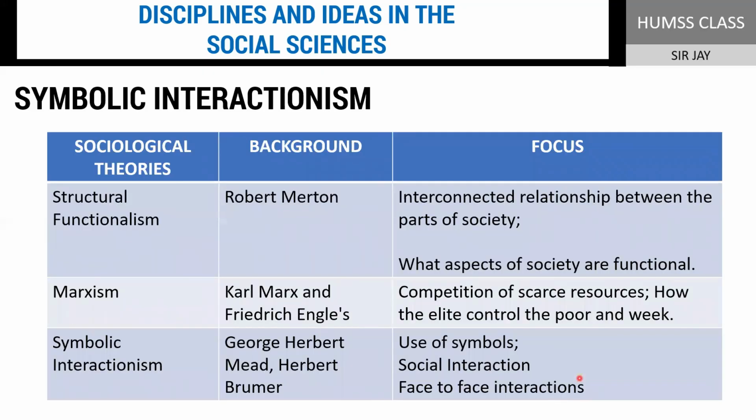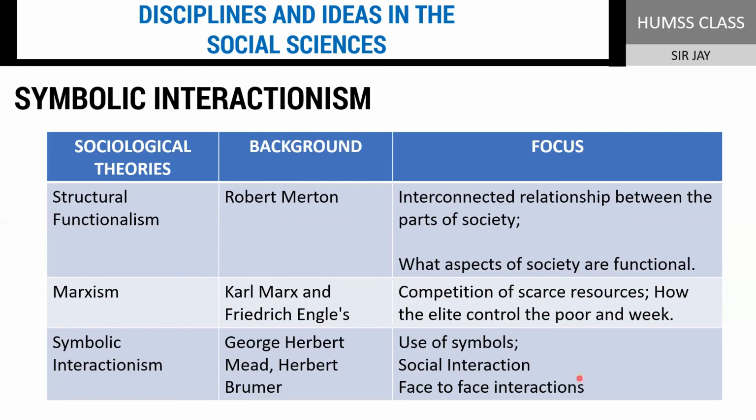To sum up our discussion today, we have structural functionalism, Marxism, symbolic interactionism. For structural functionalism, we have Robert Merton, and the focus is the interconnected relationship between the parts of society and what aspects of society are functional.